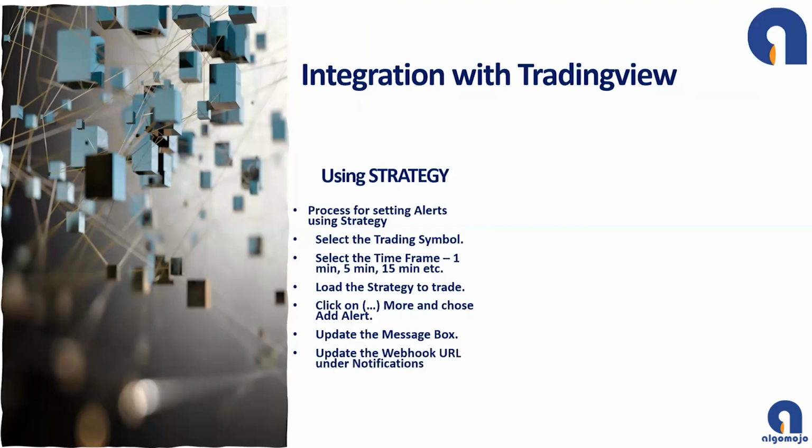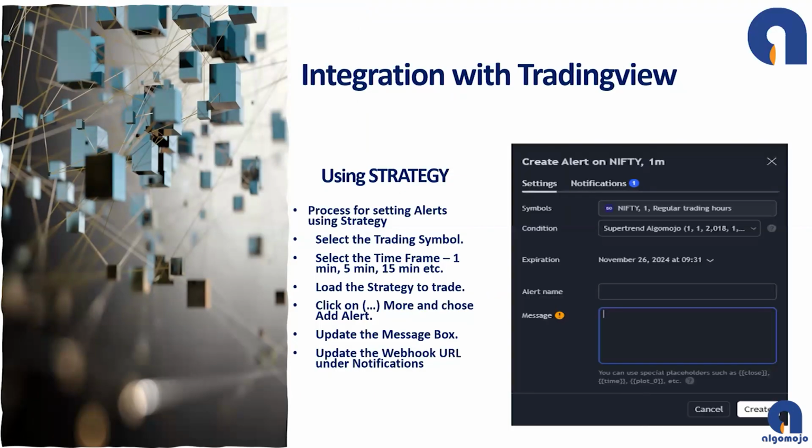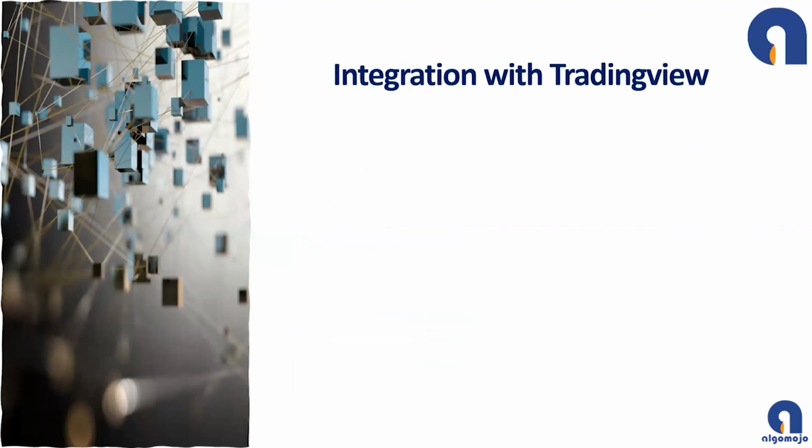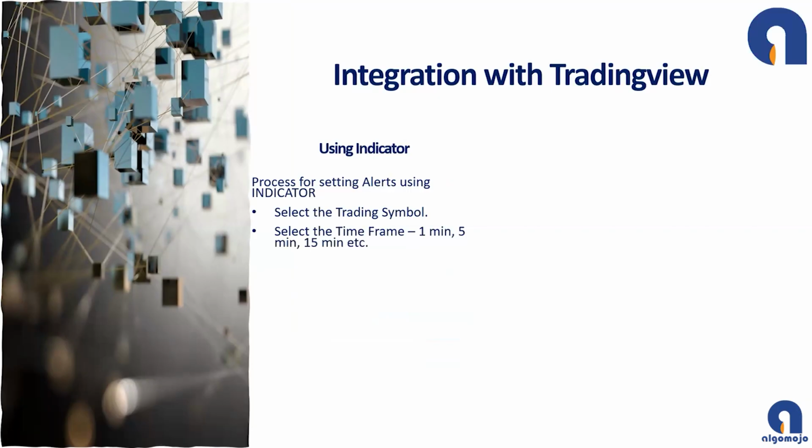And in the message box, what is the content to be added? We provide that. Update the webhook URL. That's it. You'll be ready with the alert. And whenever signals are coming, it will get processed for you. When you are using an indicator, you have to create two alerts, one for entry and one for exit, long or short, depending on what you're trying to play.